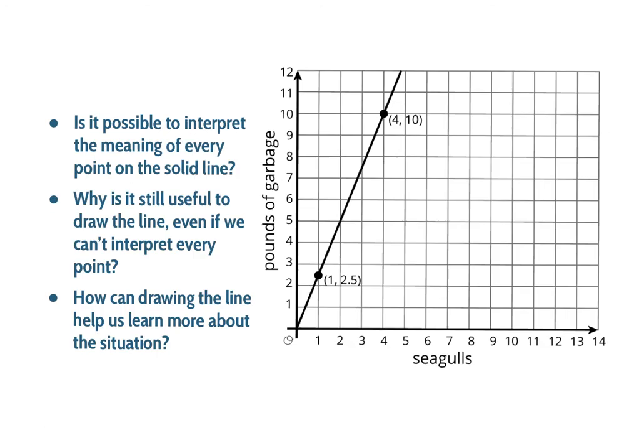And on graphs like this, or the one where we're selling t-shirts, it's not always possible to interpret the meaning of every point on a solid line. For this situation, only whole numbers of seagulls would make sense, because we don't really care how much trash half a seagull can eat. But it can still be useful to draw a line, even if we can't interpret every point, because it helps us see rate of change. It helps us see how things are growing, and it can help us make some estimations about where other important data pieces are going to lie.